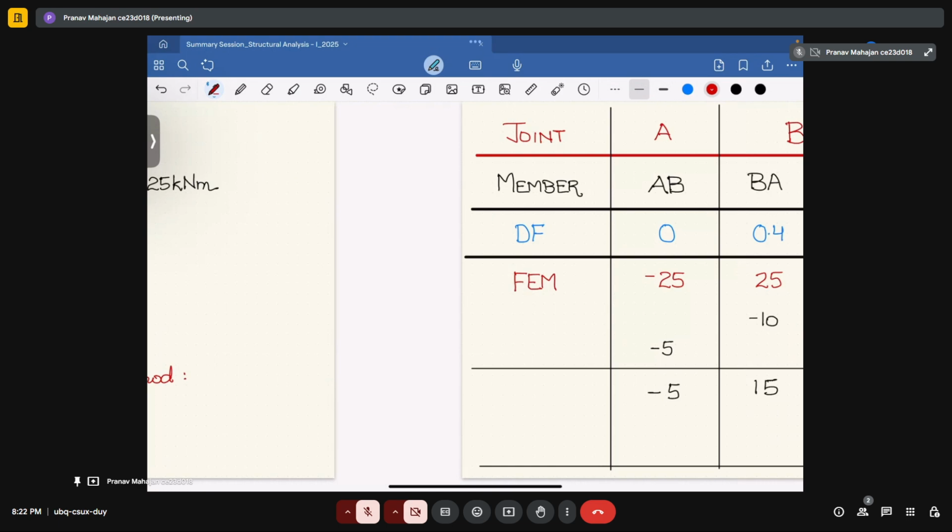Now we will start using the moment distribution method. First, we will write all the joints, then we will write all the member forces, and then we will write their corresponding distribution factors.